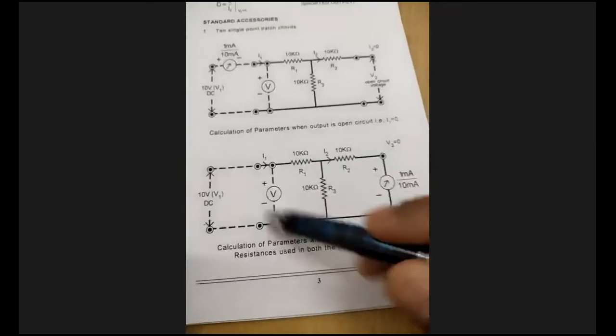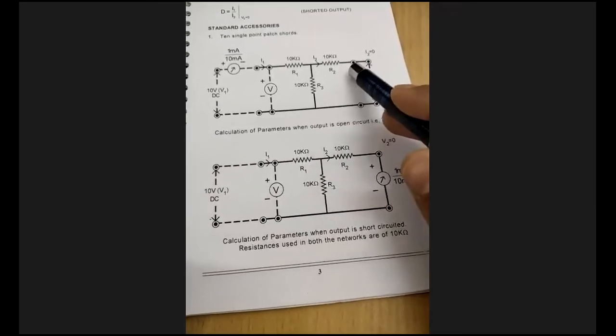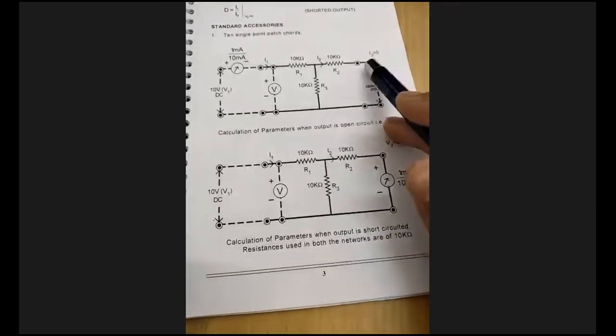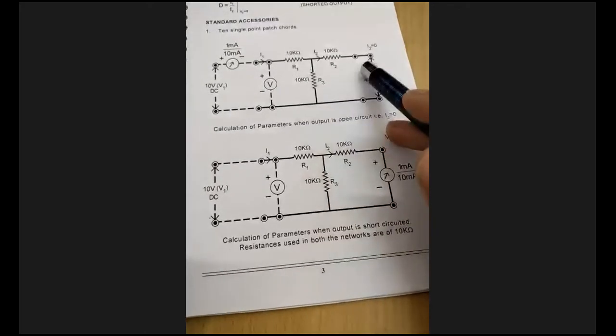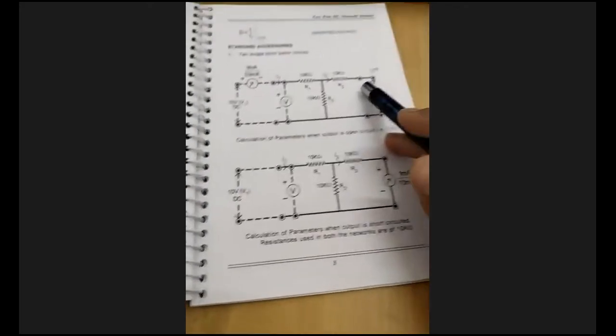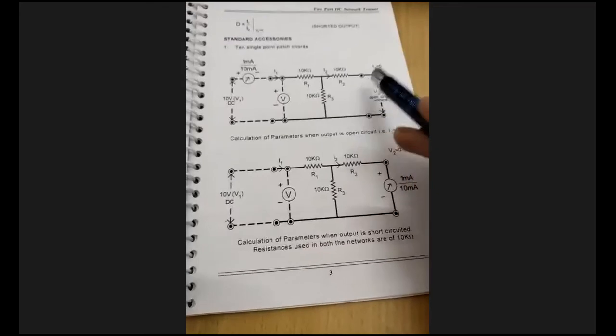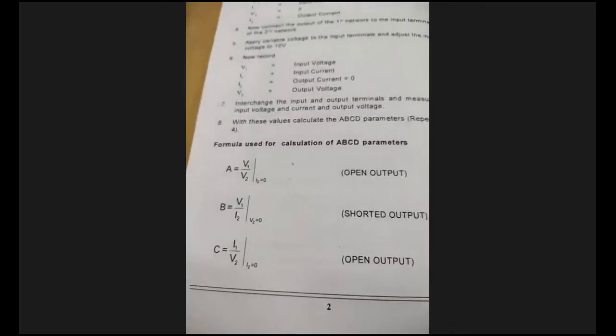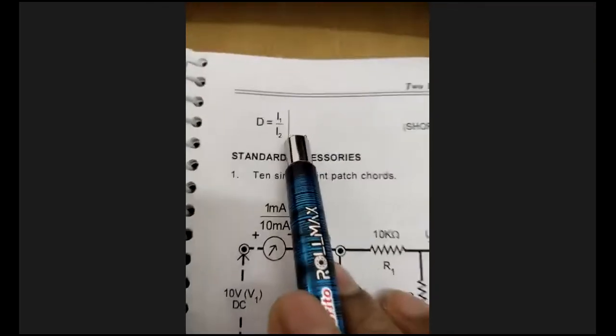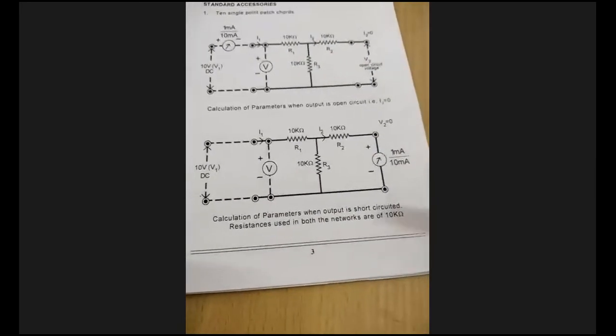And the circuit diagram here. This is the circuit diagram. This is the first circuit. If we design and calculate this circuit, we can easily find out the value of A and C. Now, for finding out B and D, we must design the circuit in such a way that V2 equal to 0.